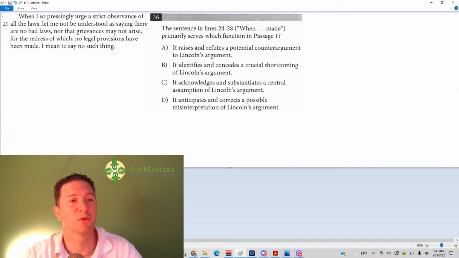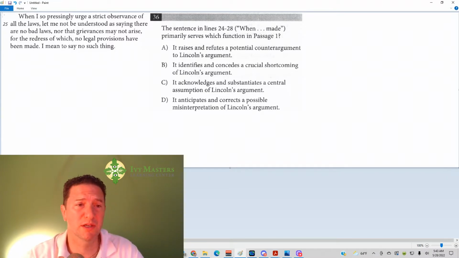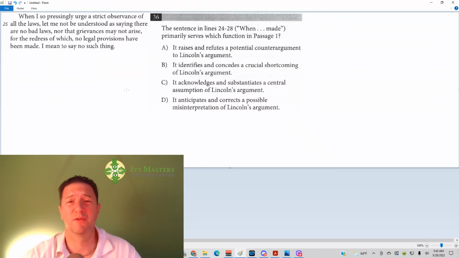And he starts in 24 by saying, when I so pressingly urge a strict observance of all the laws, let me not be understood as saying there are no bad laws, nor that grievances may not arise, for the redress of which no legal provision have been made. I mean to say no such thing. And notice I read another sentence after, because for any line reference, typically you want to read before and after. This is the beginning of the paragraph, so chances are you got to read after and not before. But of course, the context of the first paragraph is helpful as well.